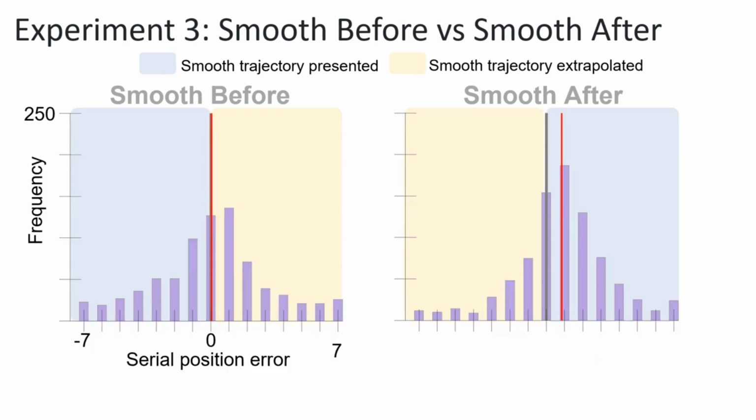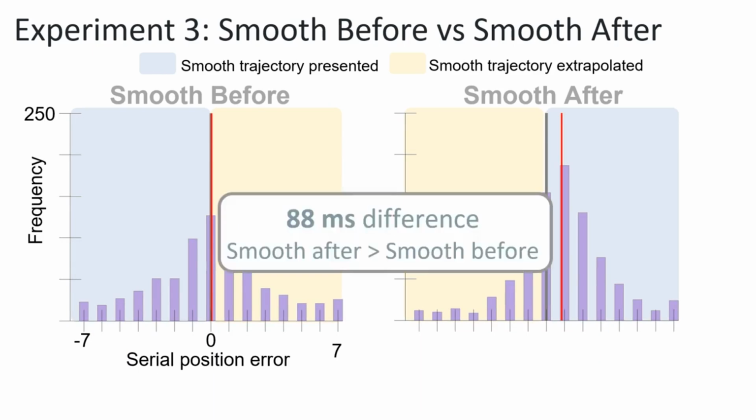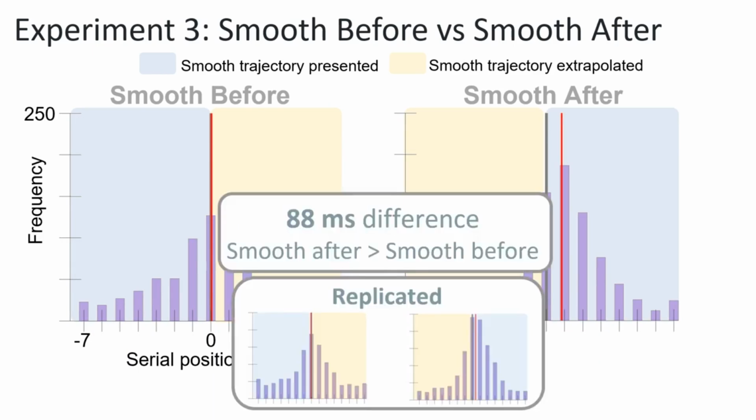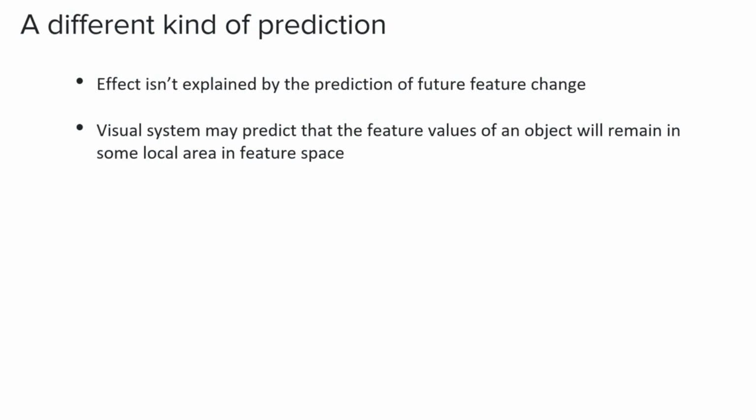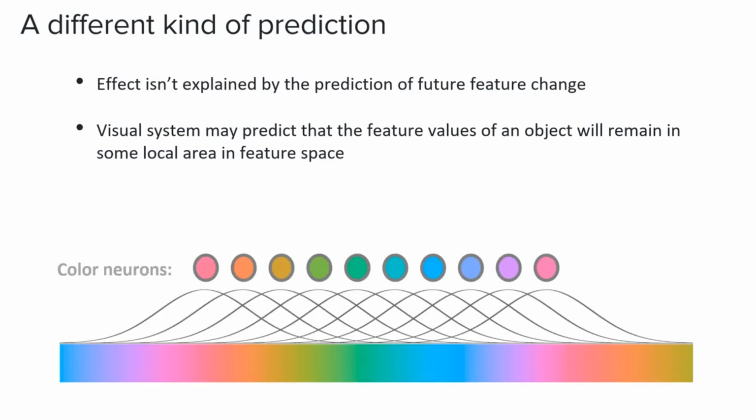However, what we see in the actual data is the exact opposite pattern, and this was replicated in a second sample. So the effect isn't explained by predicting a future change, but a different prediction that's sort of implicit in tuning curves is that objects will remain in some local area of feature space, as presenting a green object doesn't just activate one neuron, but a gradient.